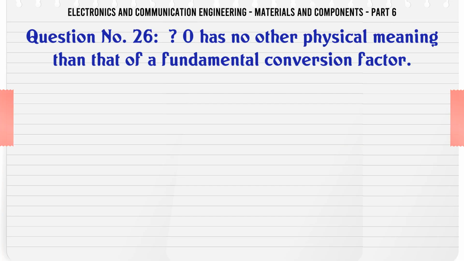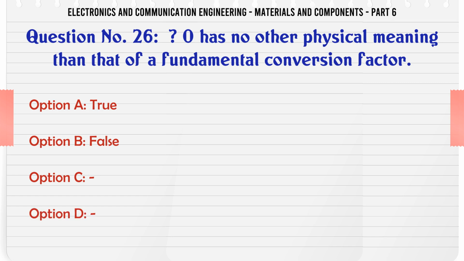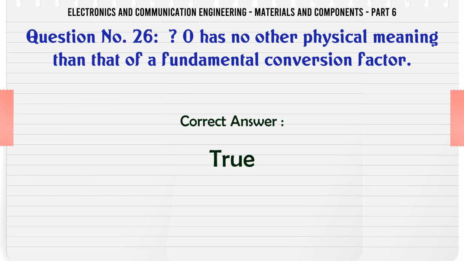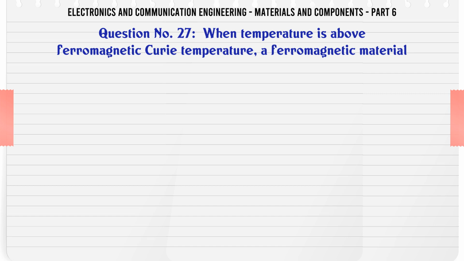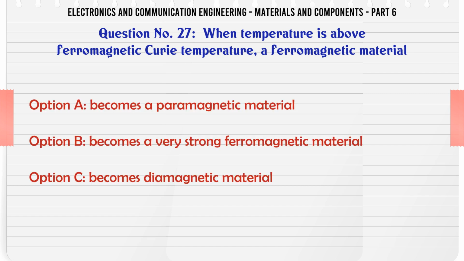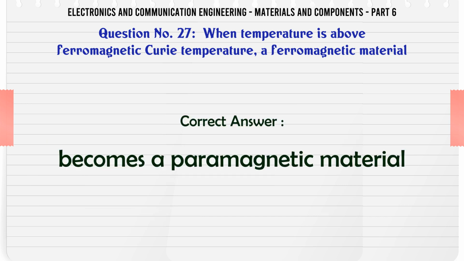Epsilon 0 has no other physical meaning than that of a fundamental conversion factor. A true, B false. The correct answer is true. When temperature is above ferromagnetic Curie temperature, a ferromagnetic material A becomes a paramagnetic material, B becomes a very strong ferromagnetic material, C becomes diamagnetic material, D none of the above. The correct answer is becomes a paramagnetic material.